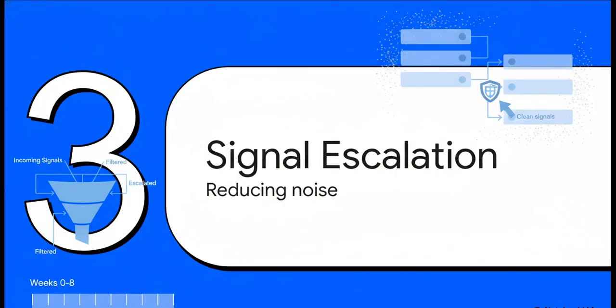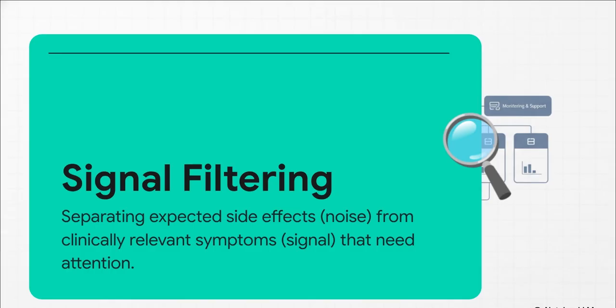So if the system is handling all this patient uncertainty, what does that actually mean for your staff? Well, it's a total game changer. It creates a much more disciplined way to escalate information, a system that's built from the ground up to cut through the noise and protect your team's most precious resource, their time and their focus. At the heart of all this is a concept we call signal filtering.